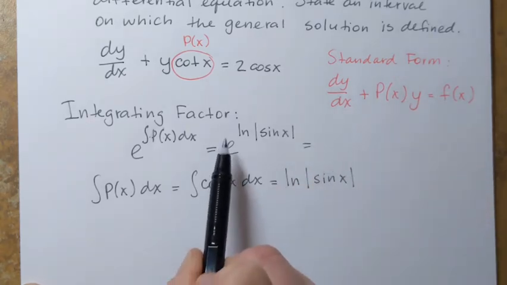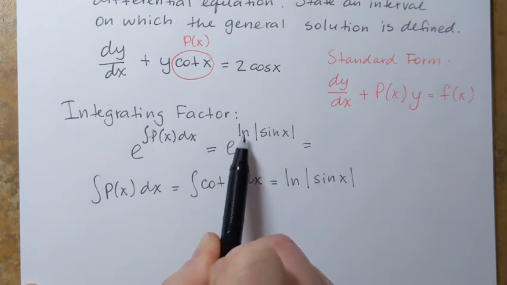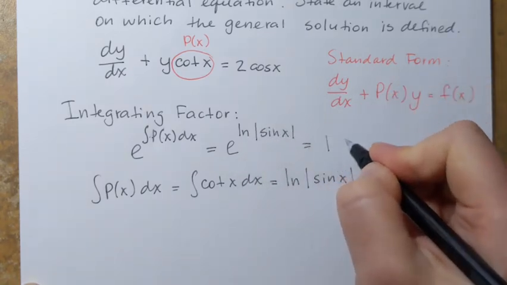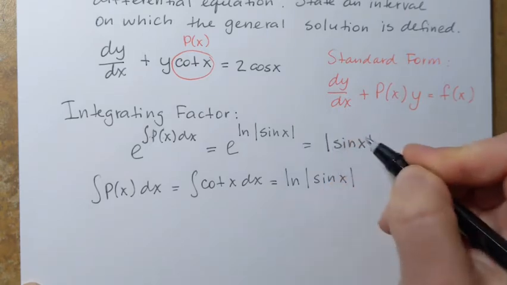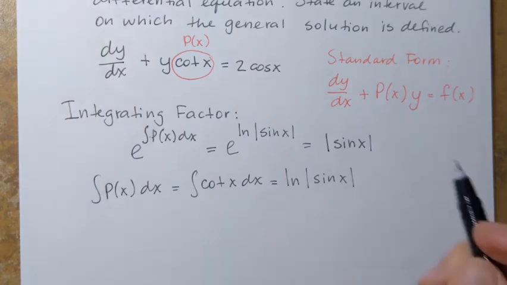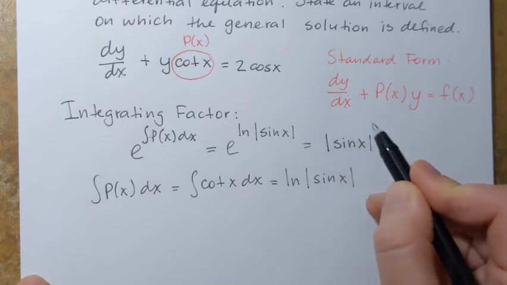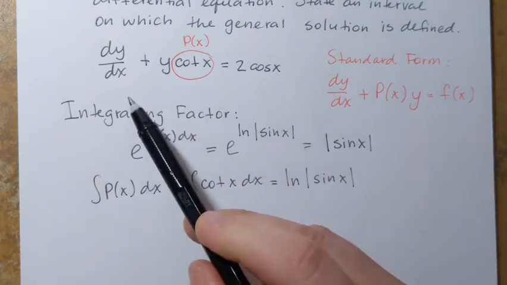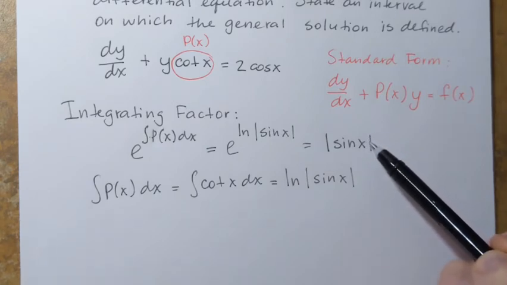Right? Now as we look at this expression, we can see how we can apply the property of logarithms here, and e to the power ln of a certain expression is just that expression. So, absolute value of sine of x. Now before we continue with the equation itself, let's clear this absolute value, because the next step will be to take this integrating factor and multiply it by every term of our equation. So let's clear the absolute value so it's out of the way.